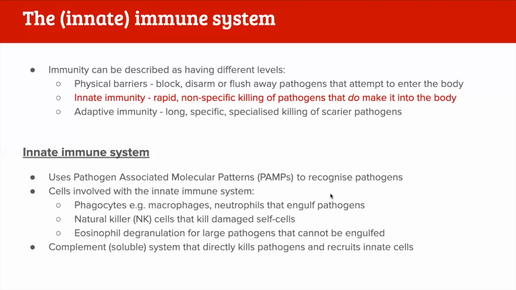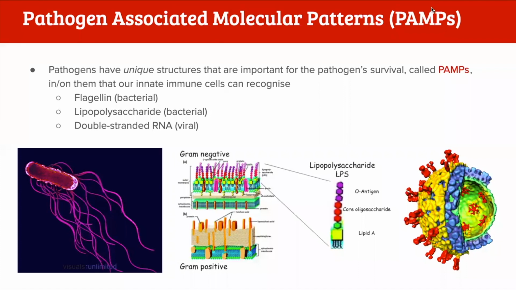And then finally, we'll talk a bit about the complement, or the soluble system that directly kills pathogens and recruits innate cells. Okay, so pathogen-associated molecular patterns, or PAMPs, these are unique structures that are inside or on the cell wall, cell membrane of the pathogens, and our innate immune cells can actually recognize these PAMPs.